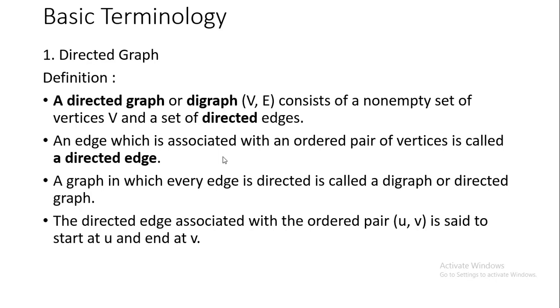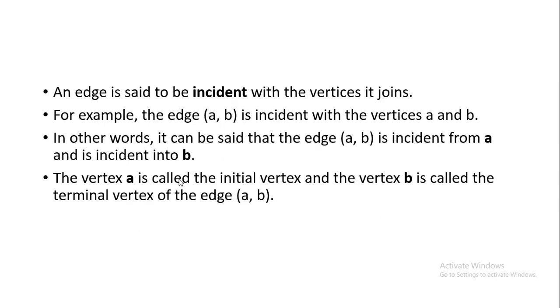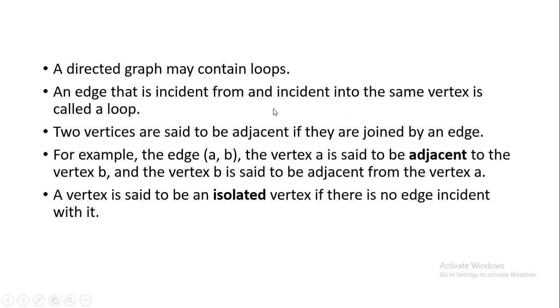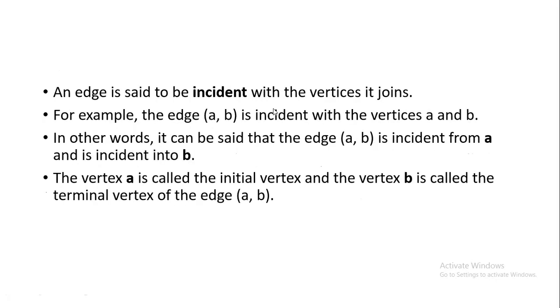Means in a directed graph, each and every edge is directed. Then the directed edge associated with the ordered pair (U, V) is said to start at U and end at V. Understood? This is the directed edge. An edge is said to be incident with the vertices it joins.